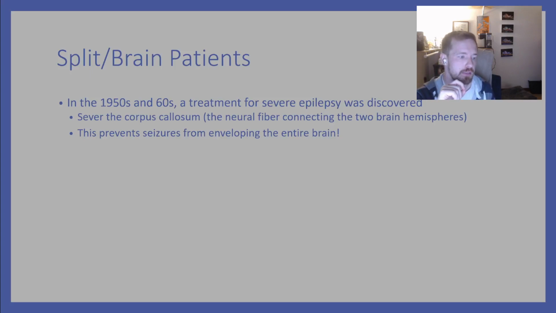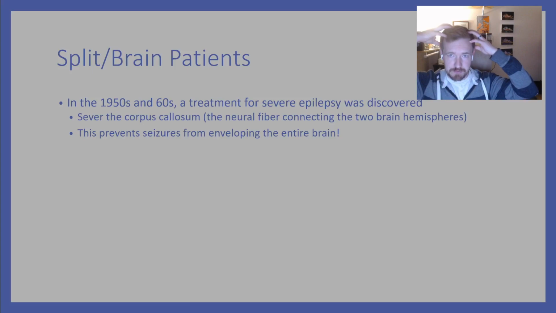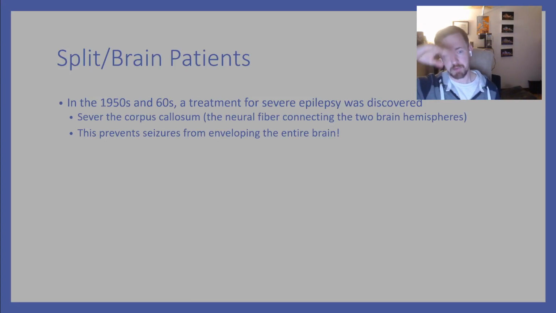The way that people would go about doing it is that they would actually sever the bridge of neurons that connects your left hemisphere and your right hemisphere. As most of you probably know, we have two hemispheres, and they are connected by a piece of our anatomy called the corpus callosum. The corpus callosum is that bridge that connects these two hemispheres. Without this bridge, the two hemispheres cannot communicate.